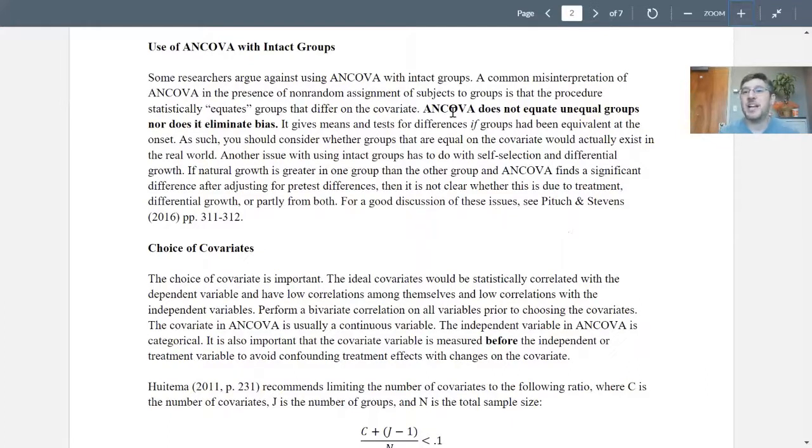You'll see people making claims about ANCOVA, that it statistically equates groups, or that analysis of covariance completely eliminates bias in the study, and neither one of those claims is actually true. There's a good discussion of using ANCOVA in intact groups in the Pitchers and Stevens text. If you want to check out that citation, you can read about this issue more.